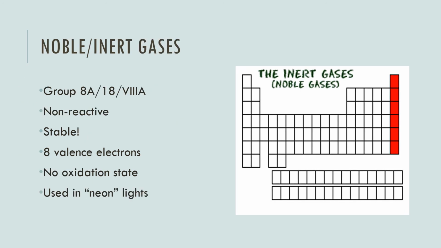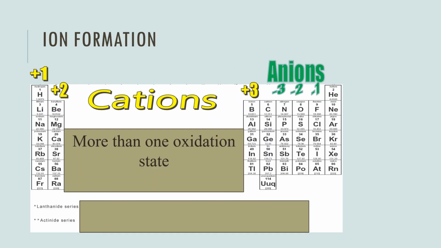Noble or inert gases are the last special family. On the back of your periodic table, make a quick list of characteristics of noble gases. They are group 8A or 18. They're non-reactive, stable, have 8 valence electrons, and no oxidation state since they neither gain or lose electrons. Flip to the front, highlight the very last group on your periodic table, and label them as noble gases. And the very last thing that we'll do today is we'll label oxidation numbers. They're going to come in very handy as we go through the atomic bonding unit coming up next.